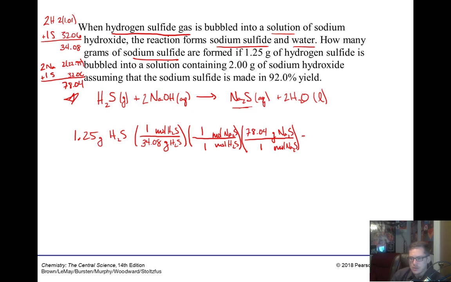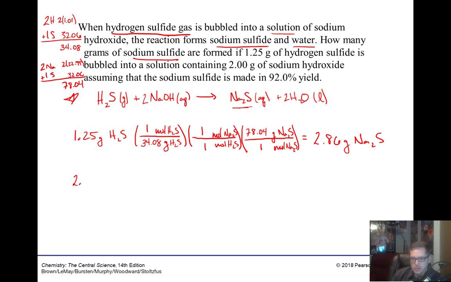78.04 grams of Na2S. Now we can take this whole thing and plug it into our calculator: 1.25 divided by 34.08, divided by 1, times 78.04, and you get 2.86 grams of Na2S. So if our hydrogen sulfide reacts completely, it'll form 2.86 grams of sodium sulfide. But first we have to make sure we have enough sodium hydroxide in solution to make that happen. So now we're going to react our sodium hydroxide and see how many grams of sodium sulfide we can make.